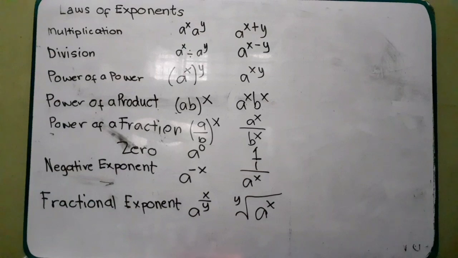Next is ang division rule. So, a to the x divided by a to the y. Same base, tapos pag imong i-divide, minus nimo ang ilang exponents. So, a to the x minus y.